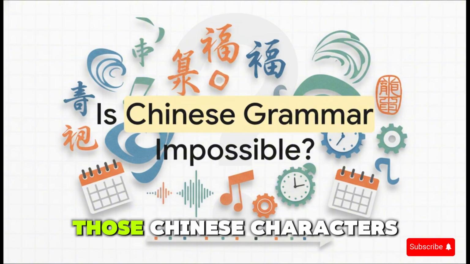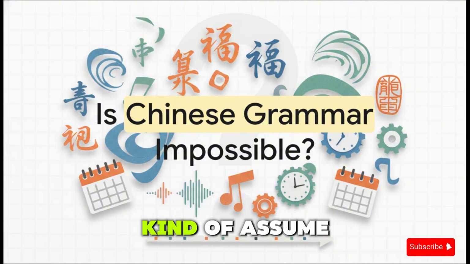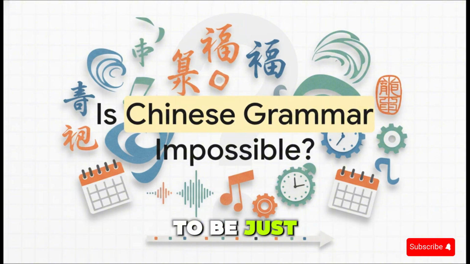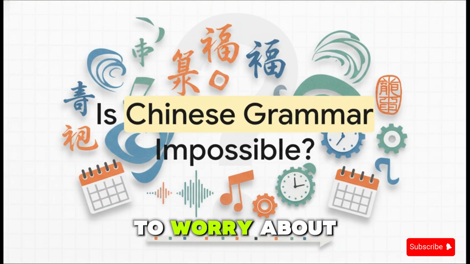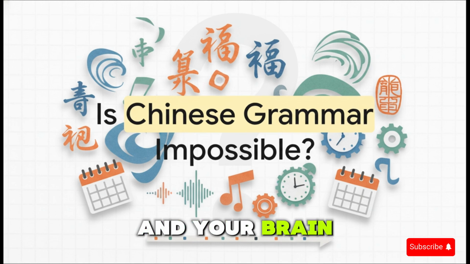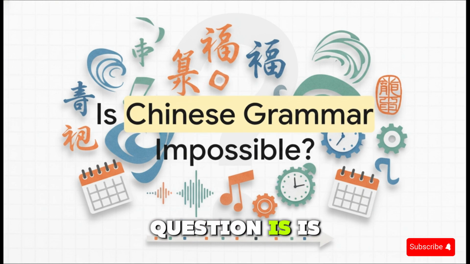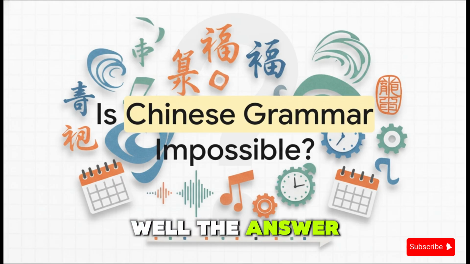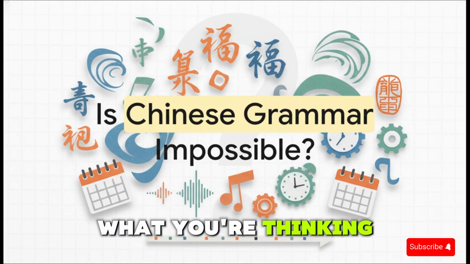I mean, you look at all those Chinese characters, and you just kind of assume the grammar has to be just as complicated. You've got tones to worry about, thousands of characters, and then someone says tenses, and your brain just wants to shut down. It feels totally overwhelming. So the big question is, is it actually impossible? Well, the answer is probably not what you're thinking.